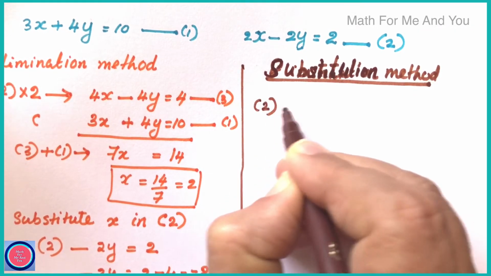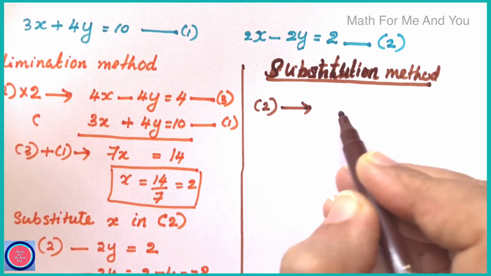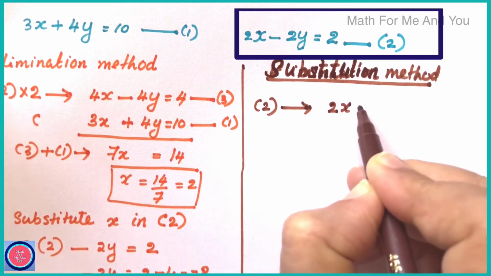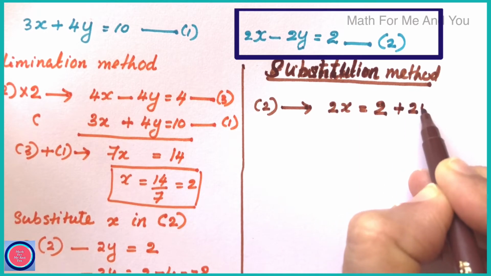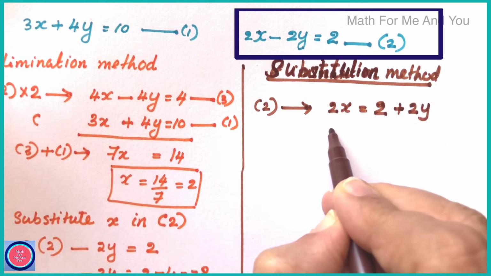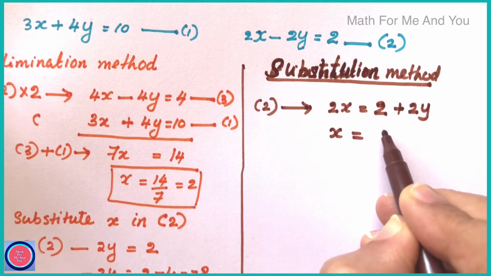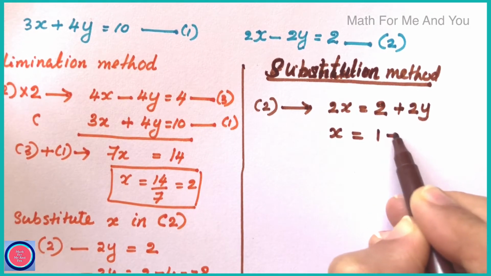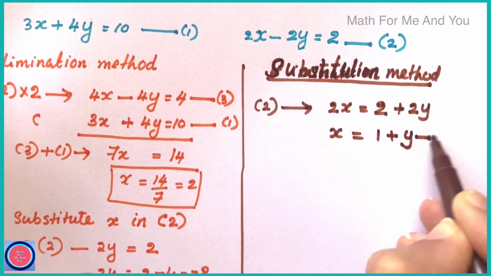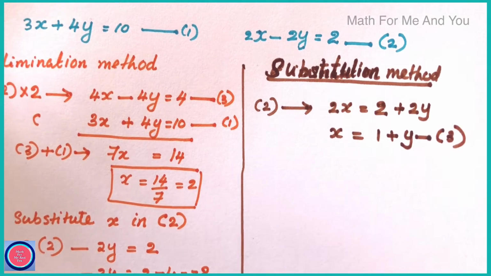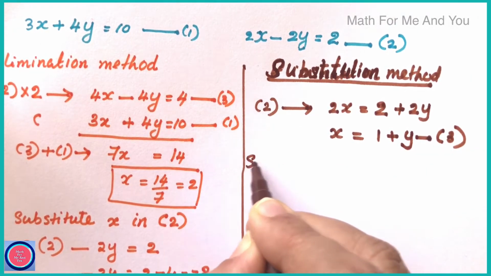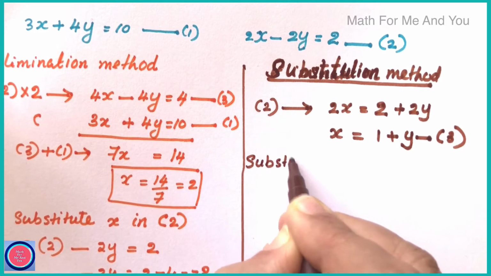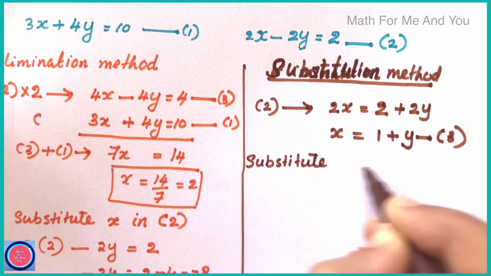Next is substitution method. What is substitution? Select one of the equations. I am selecting equation number 2. From there, select one variable and write in terms of the other. So I have selected x and I wrote 2x equals 2 plus 2y. And then we can find what x is from here. X is equal to, divide throughout with 2, we get 1 plus y.